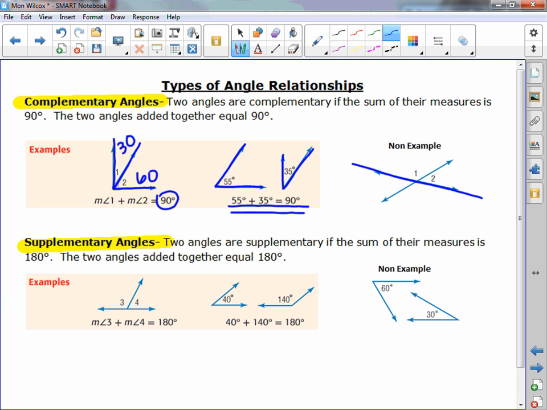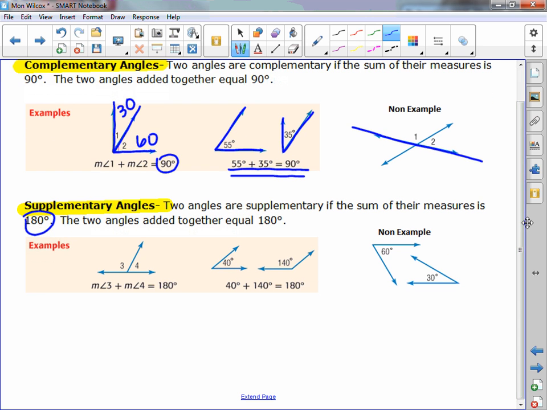That leads us to our next term, supplementary angles. 2 angles are supplementary if the sum of their measures is 180. The 2 angles added together equal 180. So like complementary, where 2 angles sum equals 90, supplementary is where 2 angles sum is 180. The example you see here is angles 3 and 4, so maybe an example for this would be like 150 degrees and 30 degrees, because 150 plus 30 is 180.